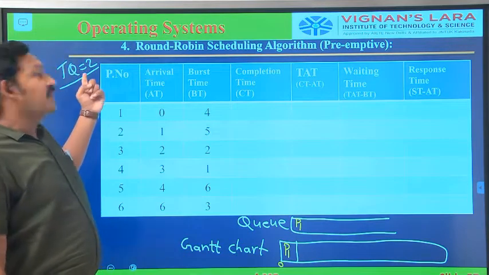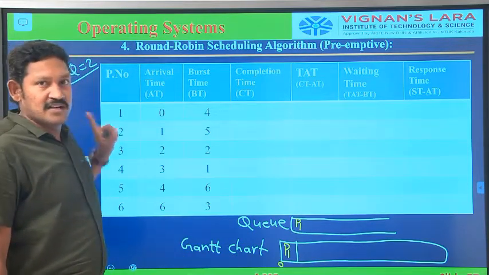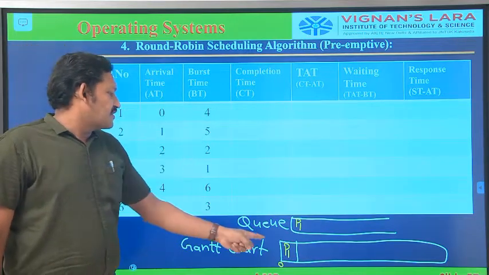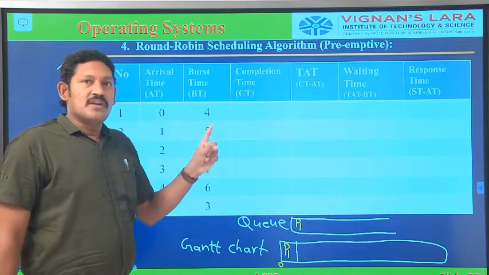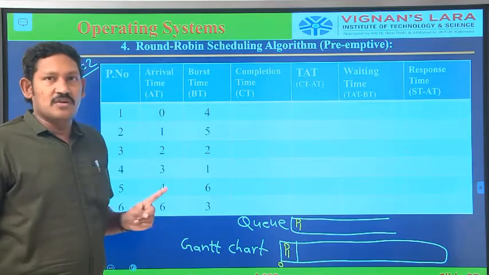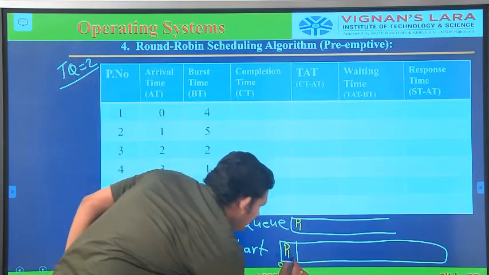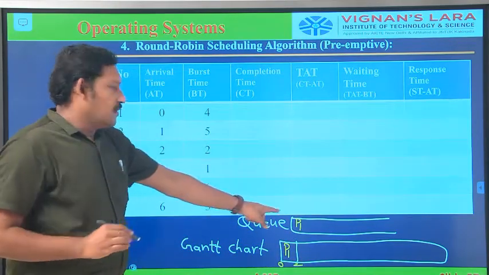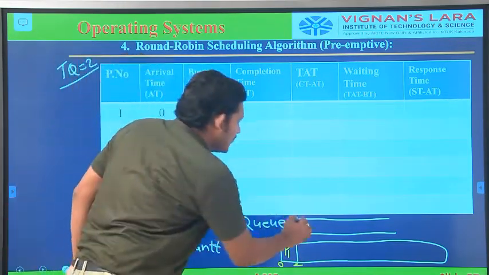It has to be executed for 2 units of time or 2 seconds. Why? Because the time quantum is 2. The burst time of process P1 is 4, but we will execute it for only 2 seconds. So P1 will be executed for 2 seconds. So the queue is P1.